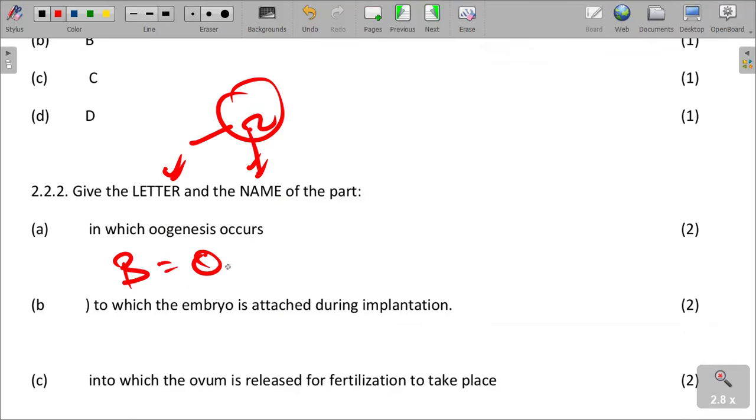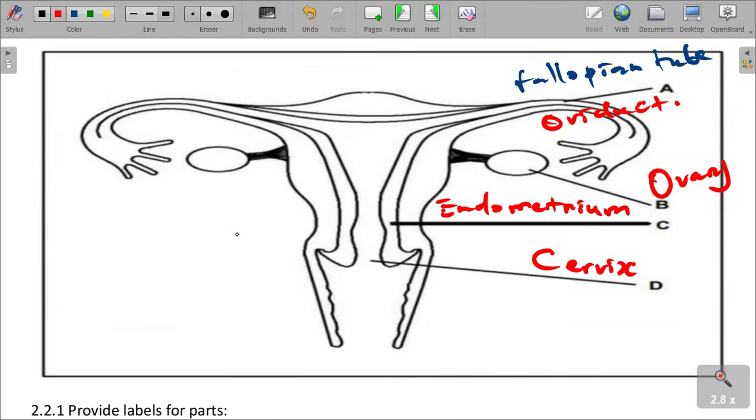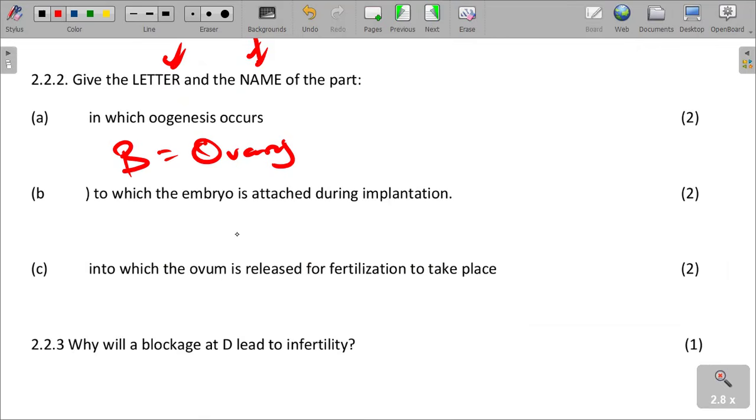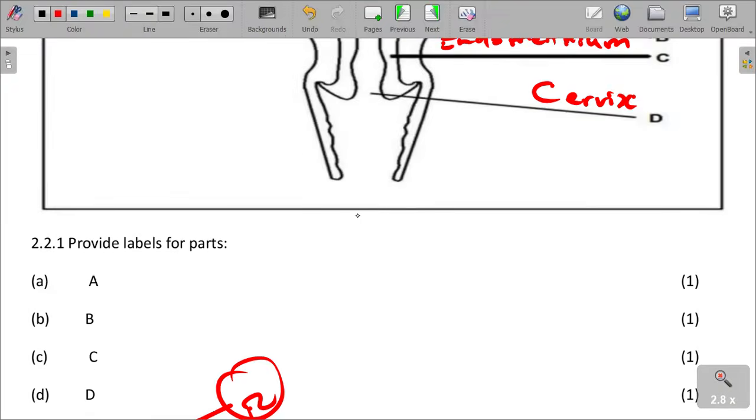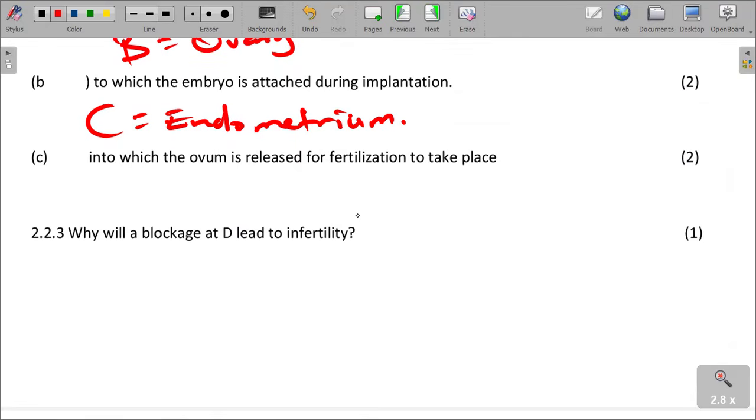The part to which the embryo is attached during implantation: implantation occurs in the endometrium, so the letter is C. Then, into which the ovum is released for fertilization to take place: it is the oviduct, shown by A. Fertilization takes place in the oviduct A, which is also the fallopian tube.